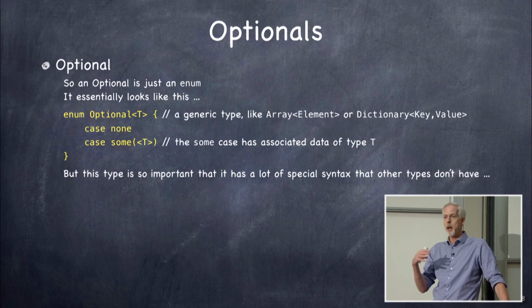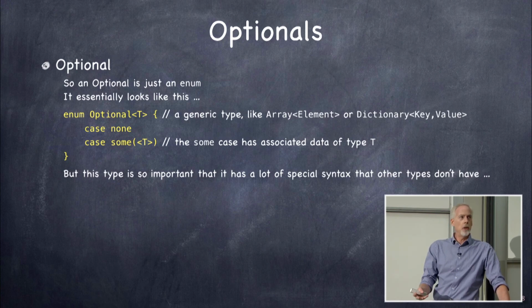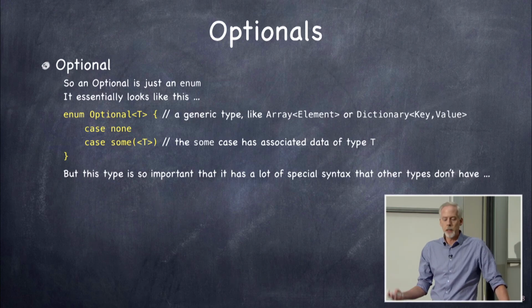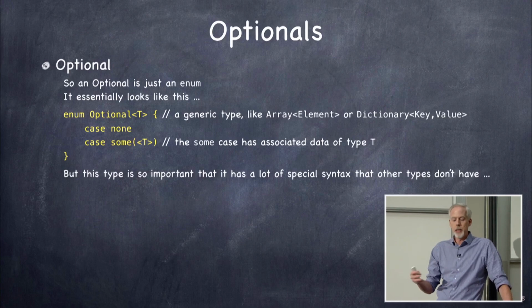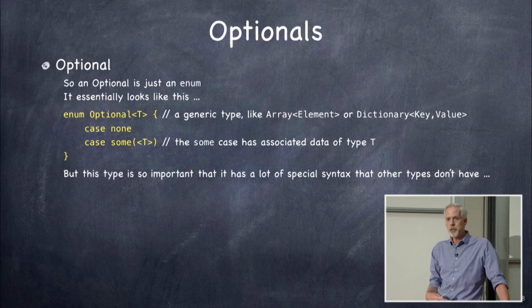All right, so that's it for enums. Very simple. So an optional then is just an enum. It looks like this, kind of conceptually. Okay, it's an optional. It's a generic type, like array is. Okay, array can have anything in it. An optional can be an optional int, an optional string, whatever. It's a generic type. And it has 2 cases in the enum.